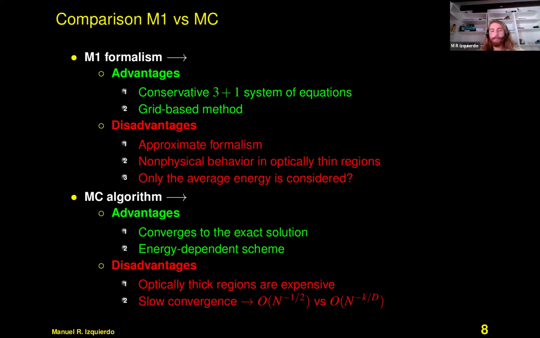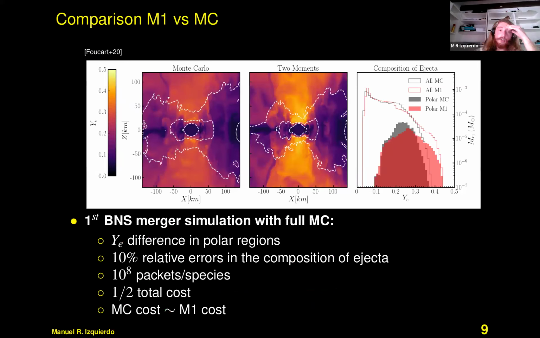So when we compare them in a real simulation, as far as I know, there are not so many works comparing this. There's this very nice work from François Foucault, where, as far as I know, this is the first binary neutron star merger simulation with full Monte Carlo. What we are seeing now is this post-merger remnant. This is a three-dimensional simulation, and they have done a cut along the y0 axis, and represented this electron fraction.